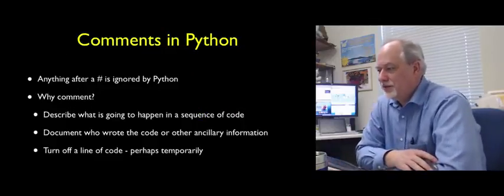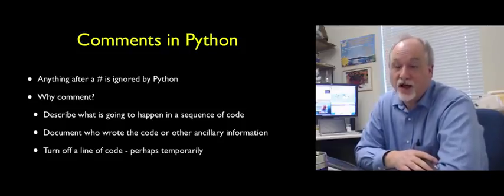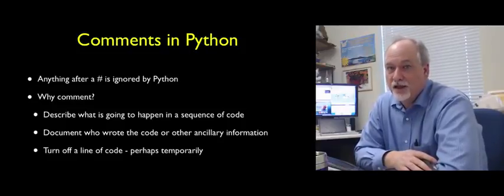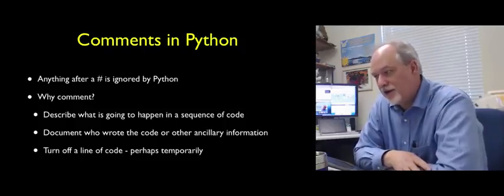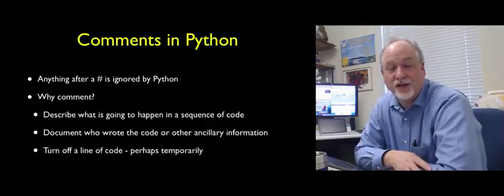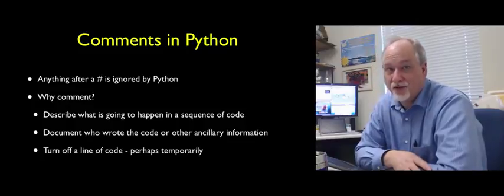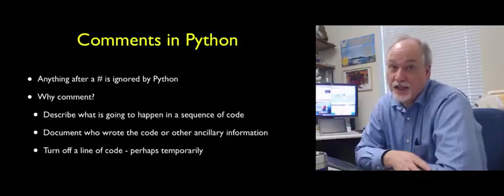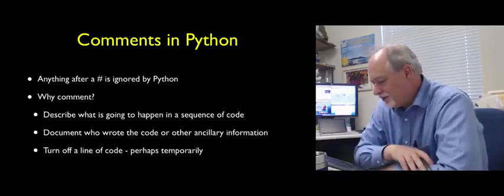So another thing to think about in any programming language is comments. Comments are like commentary, and basically it's a way for us to add notations for ourselves or for other humans interspersed in the code. In Python, anything after a pound sign is ignored. You can have a pound sign at the beginning of the line and then the whole line is ignored. There are 2 or 3 reasons why you can do this.